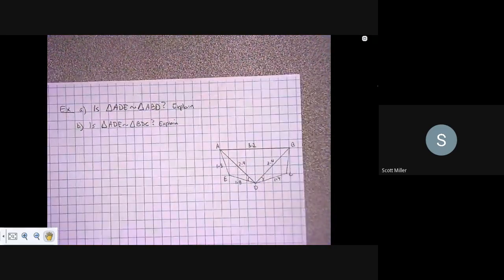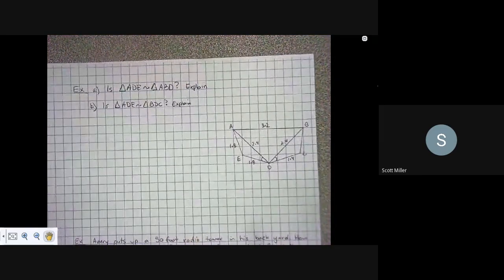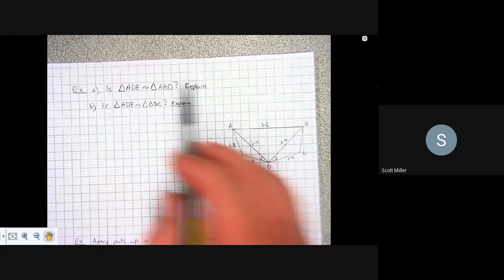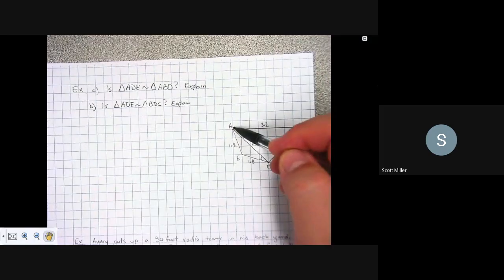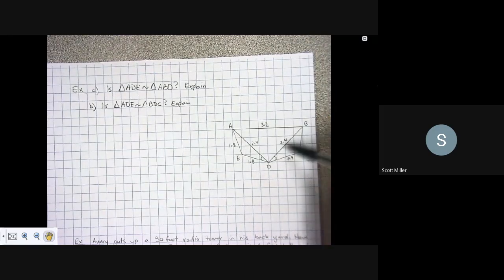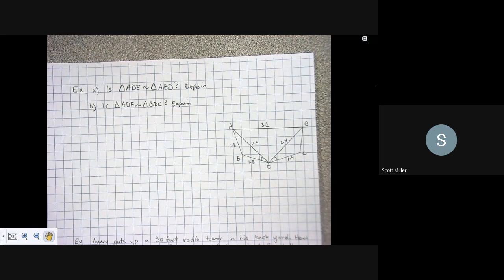Here is the first one. Is triangle ADE similar to triangle ABD? So let's trace it out. ABE. They're talking about this triangle here on the end. Is this one similar to ABD? Is this triangle similar to this triangle? At first glance, you might say no, maybe not, but I haven't drawn anything to scale, so you can't go by what it looks like.